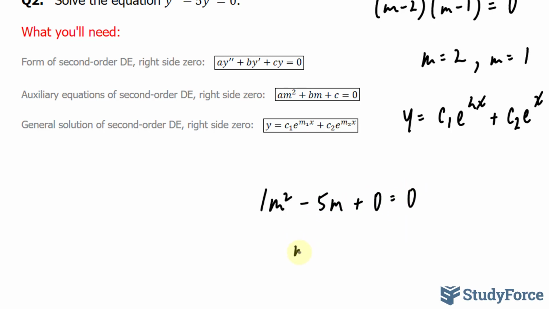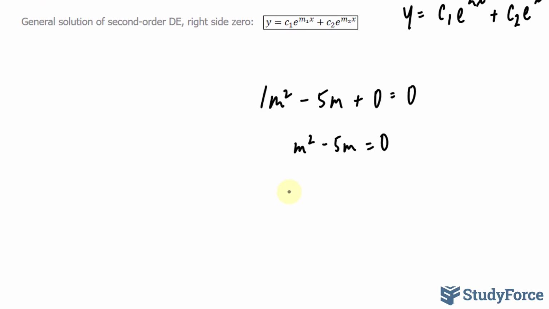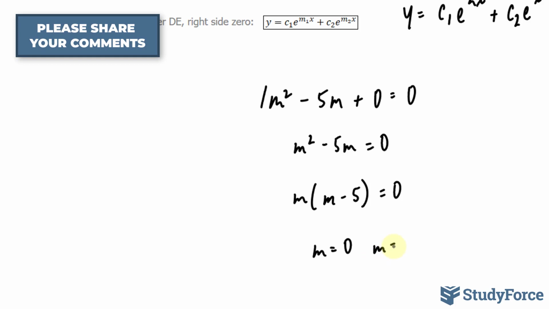This simplifies to m squared minus 5m is equal to 0. And this factors into, if we common factor an m, pulling out one m from each of these terms, we're left with 1 times m, or m, times (m minus 5) is equal to 0. Therefore, m is equal to 0 and m is equal to positive 5.